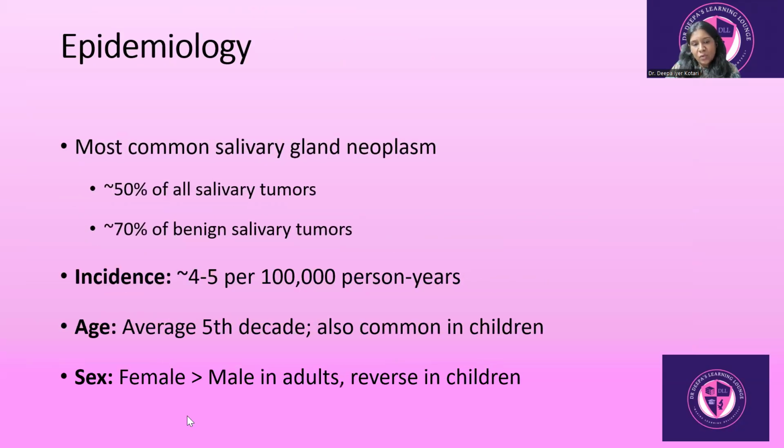The pleomorphic adenoma basically accounts for the majority of the benign salivary gland tumors and a major chunk of the overall salivary gland tumors also. It is mostly seen in adults, but it can also have some amount of pediatric affliction also. The females are more affected than male adults, and in the children it is reverse. Male kids are more affected than female children.